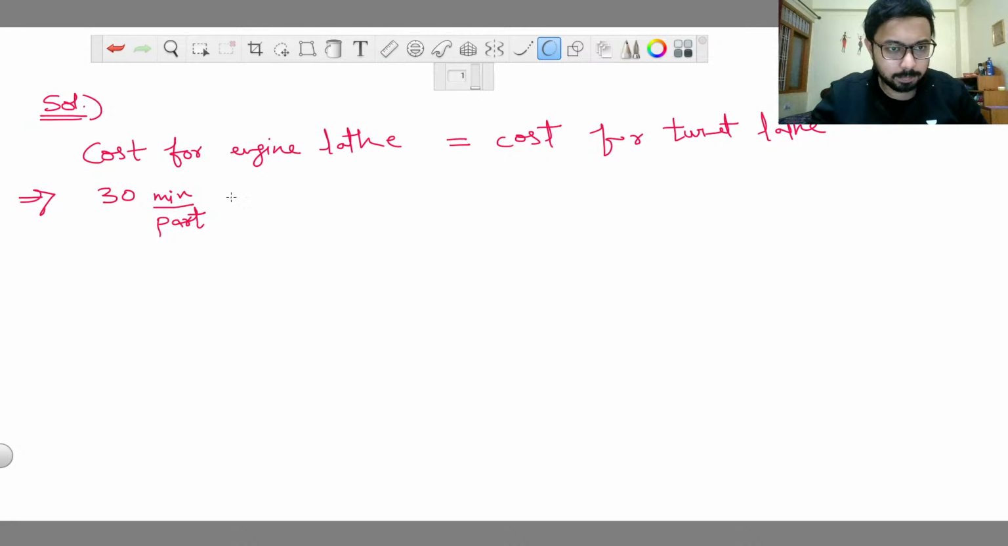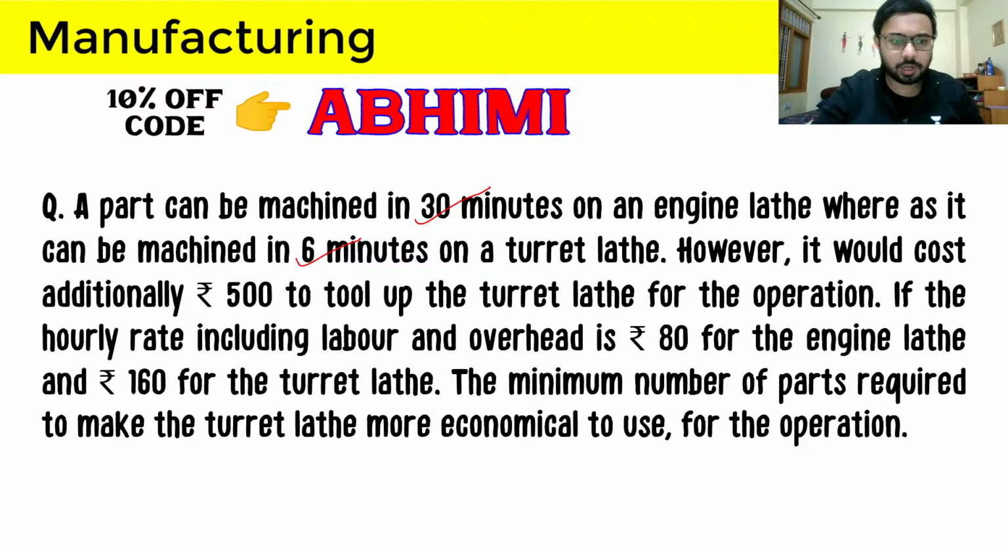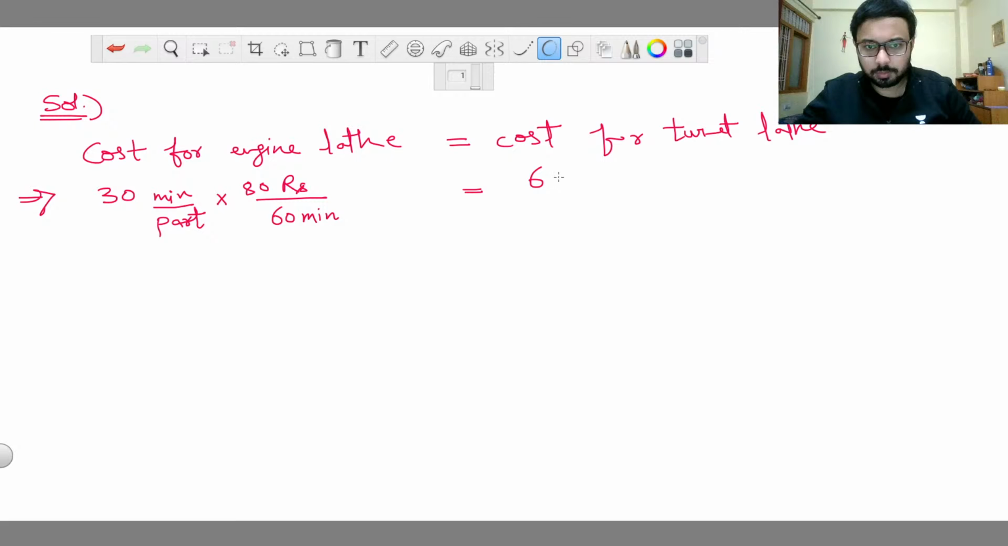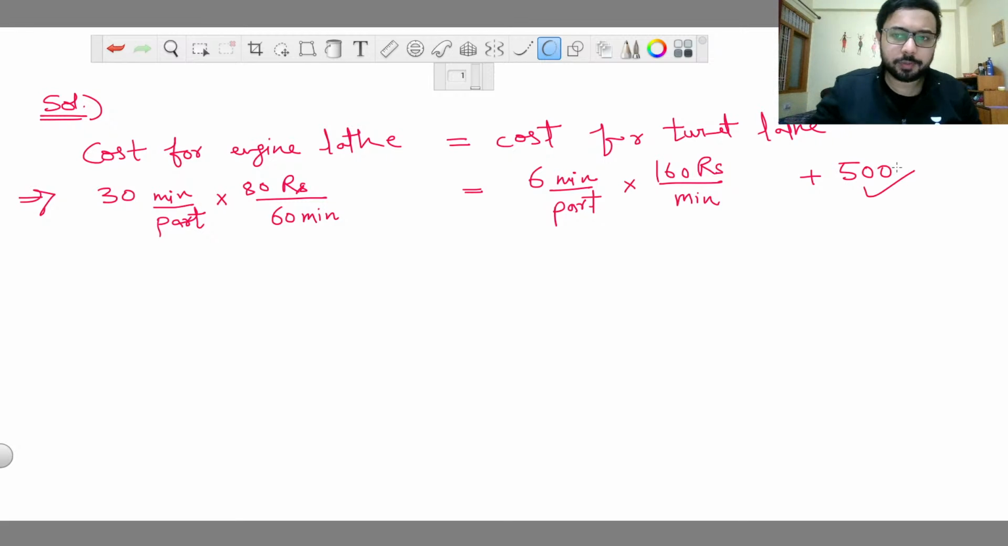So that will be 80 rupees per hour, and per hour will be 60 minutes, and we will have here 6 minutes, 500, 160 hourly rate. 6 minutes per part, 160 per hour, and we have this additional cost of 500 which is just required to make this turret lathe run, which we are going to find more economical after a certain quantity, and that quantity we have to find.